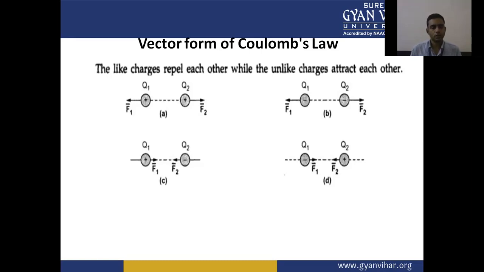In the case C, the charge at Q1 is plus and the charge at Q2 is minus. So they are unlike charges, so they will attract each other. In the other case, Q1 has a charge minus and Q2 has a charge plus. So they are unlike charges and attract each other.